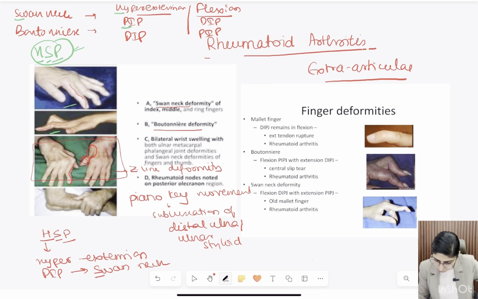If we talk about the nodules in the arm or the forearm, these are rheumatoid nodules. What are these? These are rheumatoid nodules. This is a trigger finger. What is it? It is a trigger finger.